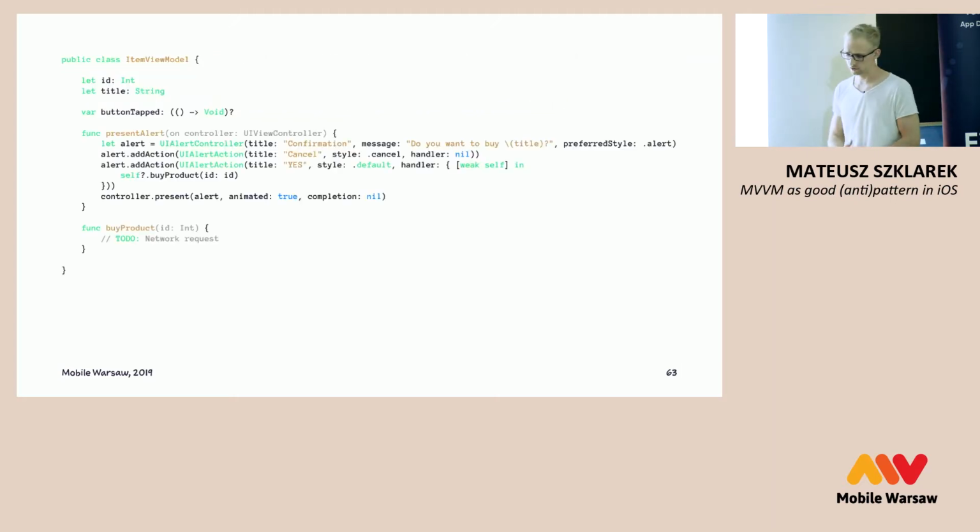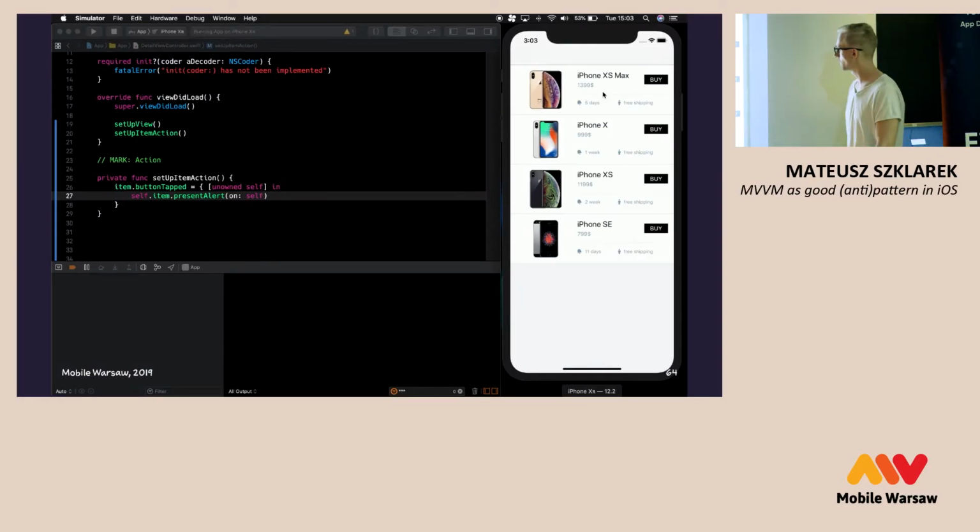In our viewModel we have a closure which is invoked every time the user taps on the buy button. I will show you two different types of bugs in two different implementations. One of them uses closures and the other one uses RxSwift. Let's look at the first one, with closure.